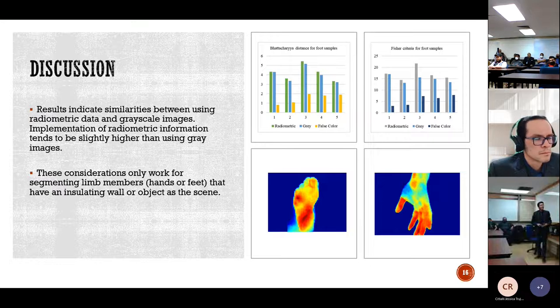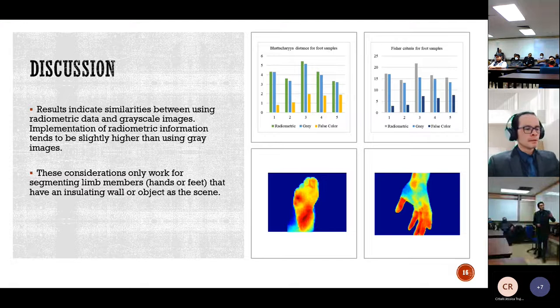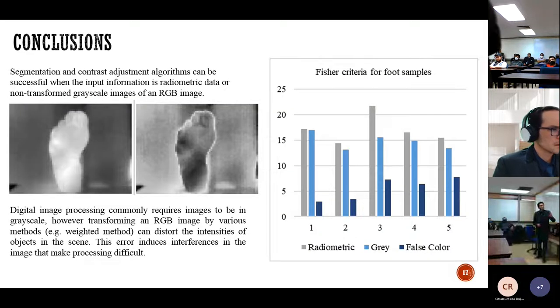Of course, we have to consider that this segmentation is only for foot or hand, in specific, and would not work, for example, for breast or stomach for skin cancer. In infrared thermography, the background is usually controlled or has colder values.